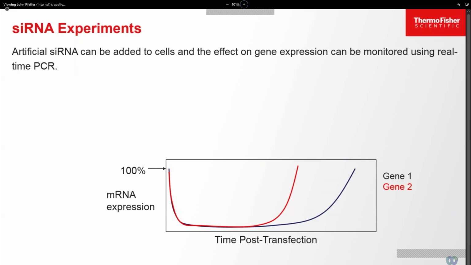There are many experiments involving artificial siRNA added to cells, and the effect on the expression of a particular gene that's being targeted can be determined through real-time PCR. It's usually a time-based effect, as you can see in this simulated graph here.